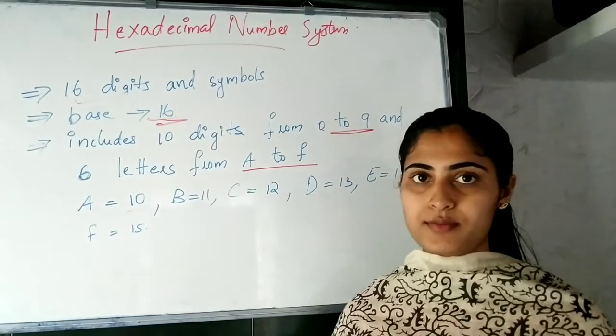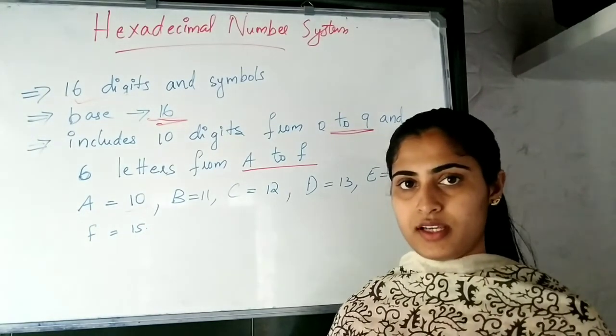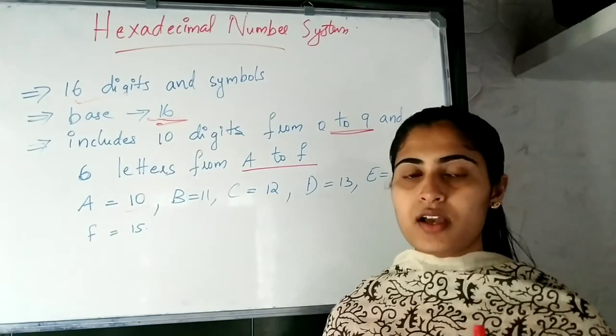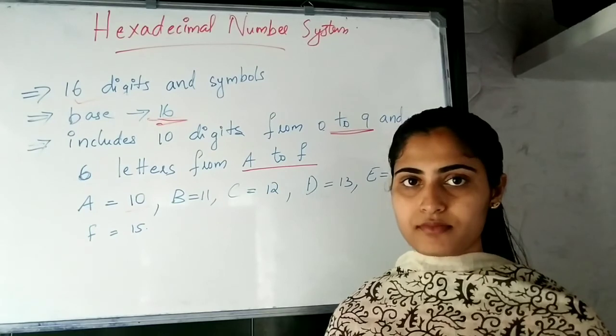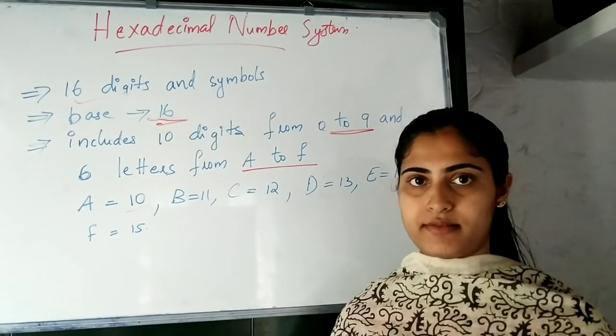With this we come to the end of this chapter, that is, number system. In this chapter we studied the decimal number system, binary number system, octal number system, and at last the hexadecimal number system.